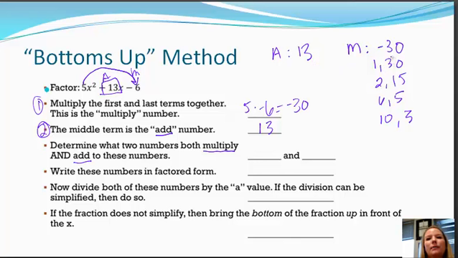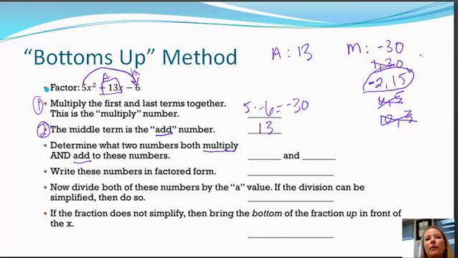Well, 1 plus 30 is 31, but 30 minus 1 is 29, so that doesn't get us anywhere close to 13. 2 and 15: 2 plus 15 is 17, but 15 minus 2 is 13. So let's make that 2 negative, and let's circle it, because that one might work. 6 and 5 is 11, and 6 minus 5 is 1, so that doesn't work. Now 10 plus 3 is 13, but 10 times a positive 3 does not give you a negative 30, so that one does not work.